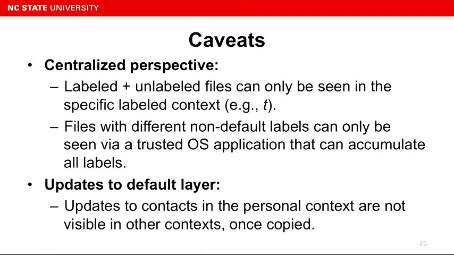The other caveat that we observed was that updates made to files on the default layer were not actually being propagated to their copies on labeled layers. So essentially, the contacts from the unlabeled context that we saw in the enterprise instance of K9 email were actually their old versions. The updates that had been made to the contacts on the unlabeled layer had not been propagated, and this is a very hard problem that results from using a file layer copy and write mechanism.